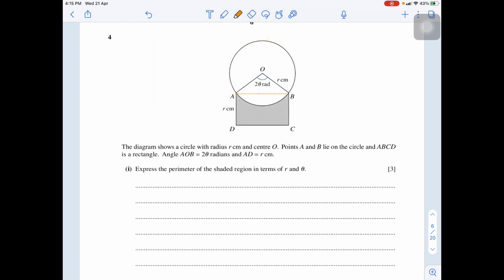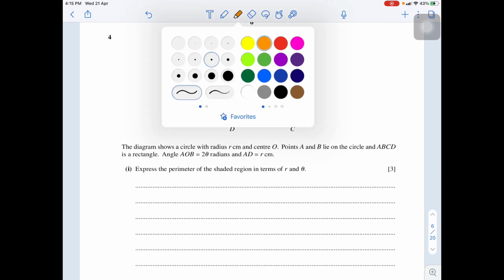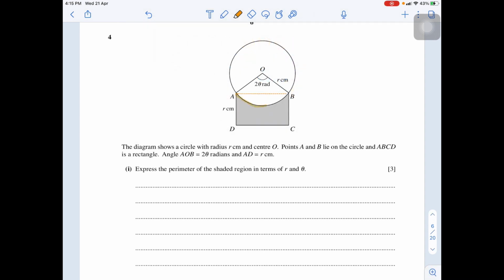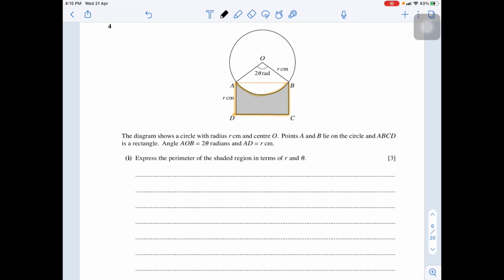Now, perimeter of the shaded region, let me try this. What they want is it's that part, then that, and that, right? That's what we need. All right.